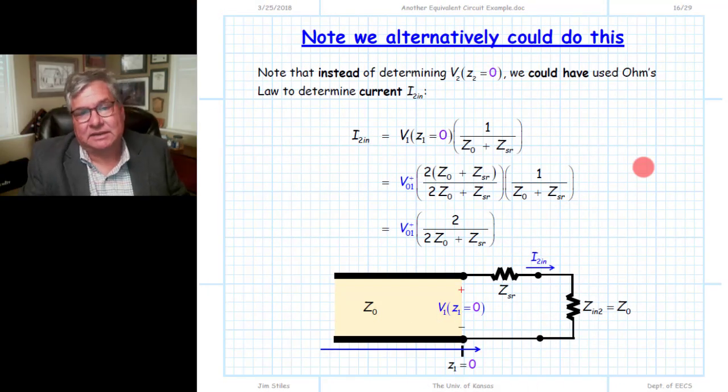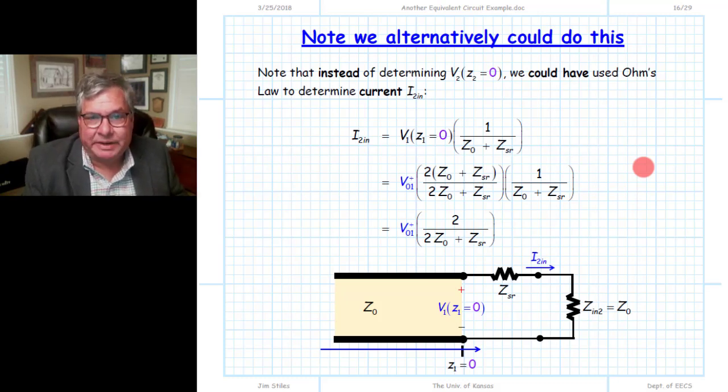So again, I want to emphasize there are many different ways of getting this answer. If you recall, what we did to get this second answer was determine the total voltage at the end of the first line and use voltage division to find the voltage at the beginning of the second. But we didn't have to do it that way. Again, we just need one equation to be able to solve for that second unknown wave amplitude, the V02 minus wave amplitude.